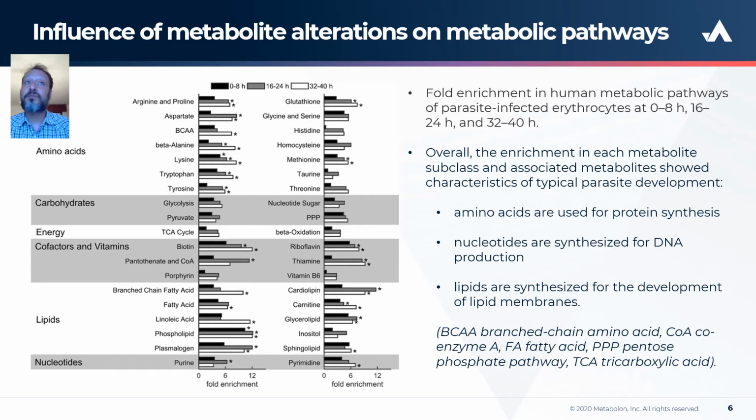Overall, the enrichment in each metabolite subclass and associated metabolites showed characteristics of typical parasite development, where amino acids are used for protein synthesis, nucleotides are synthesized for DNA production, and lipids are synthesized for the development of lipid membranes.